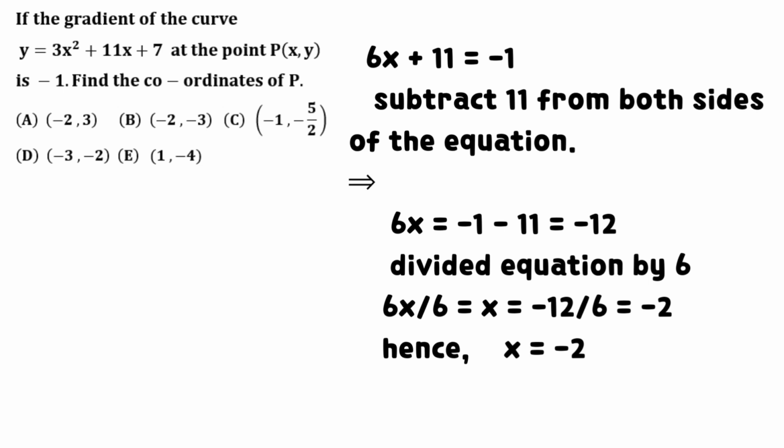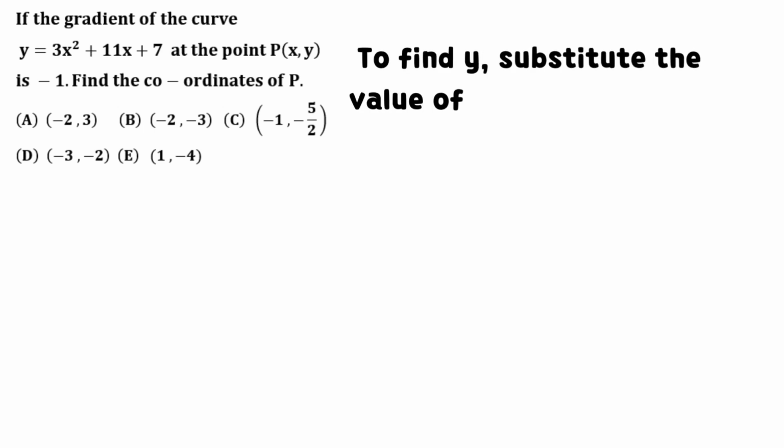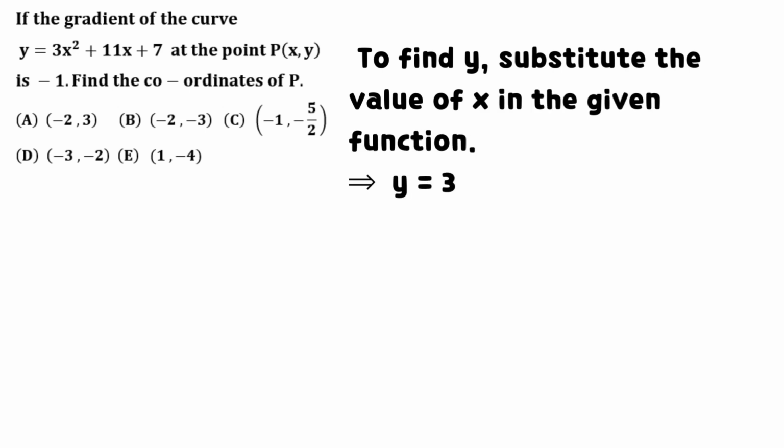Divide the equation by 6. 6 times x divided by 6 equals -12 divided by 6, which equals -2. Hence, x equals -2. To find y, substitute the value of x in the given function.